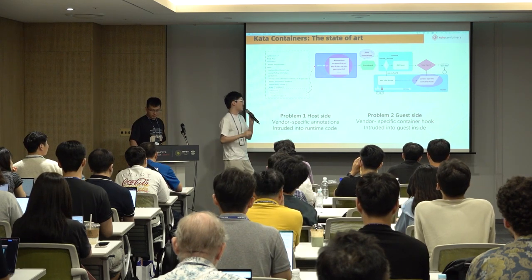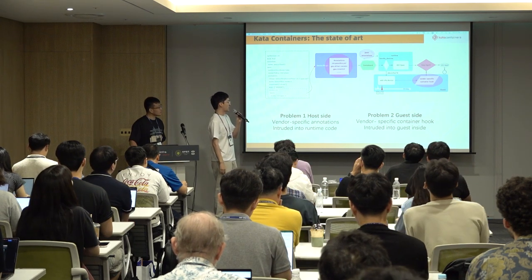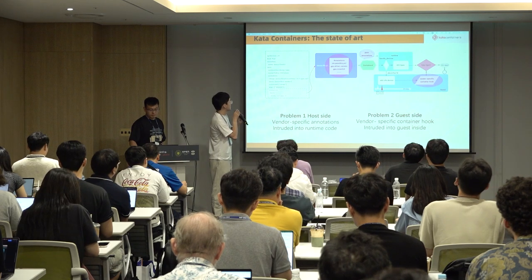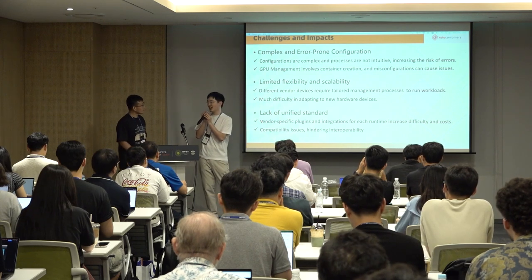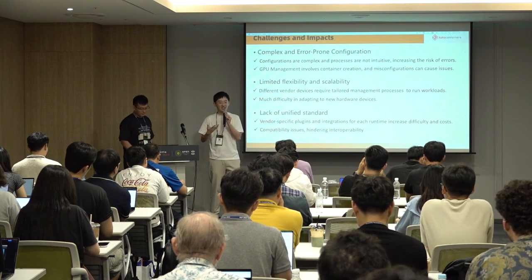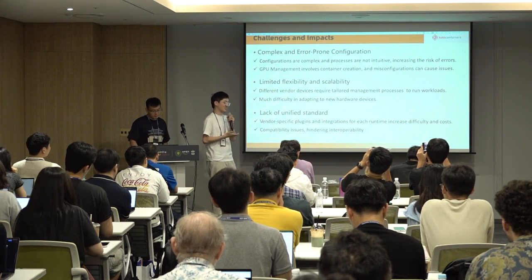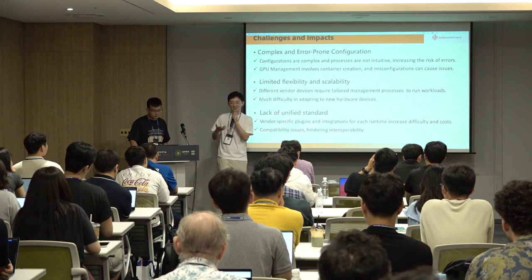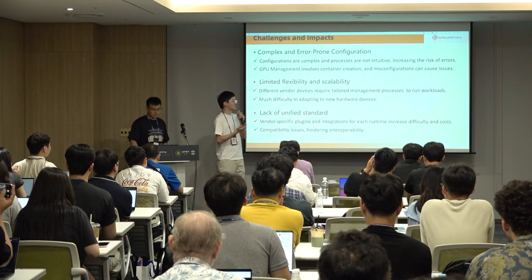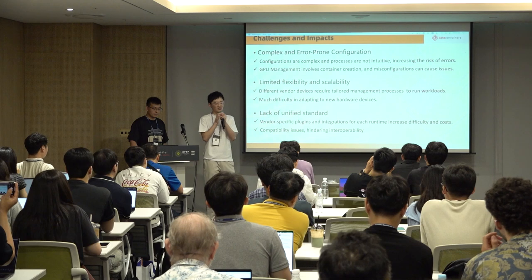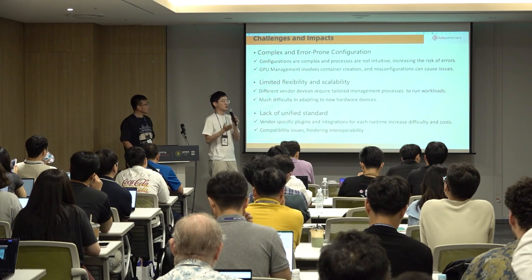And then problem two is the guest side. We need to have very many vendor-specific container hooks intruded into the guest code. So there will be lots of non-traditional and non-standardized code in Kata Containers, and sometimes vendors like NVIDIA need to develop inside Kata Containers so that it can work for GPU management. We don't think this is a good thing. We think this should be a standardized way to do GPU management.